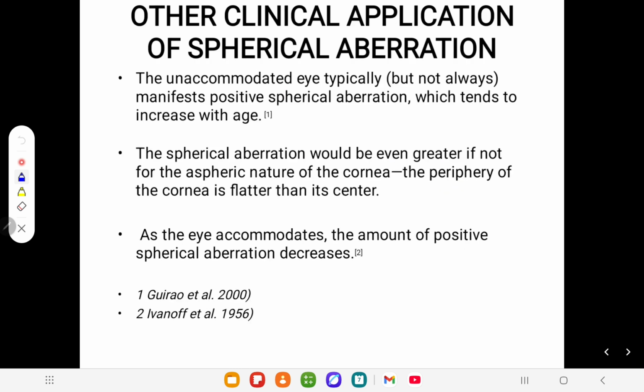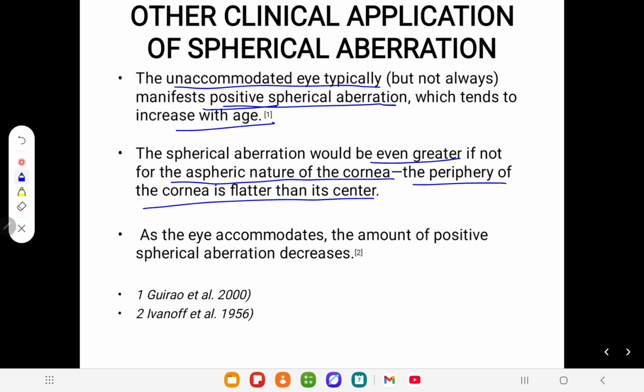So other clinical applications for spherical aberration are very important. A lot of people don't know about it. Accommodated eyes typically, but not always, manifest positive spherical aberration, which tends to increase with age. So in case of the unaccommodated eye, positive spherical aberration increases. Spherical aberration would be even greater if not for the aspherical nature of the cornea. The periphery of the cornea is flatter than the center.